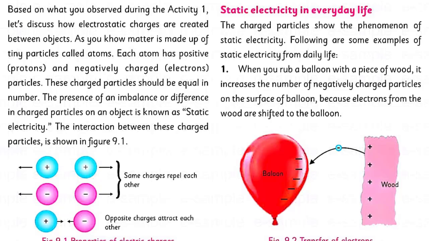Static electricity in everyday life. The charged particles show the phenomenon of static electricity. Following are some examples of static electricity from daily life. 1. When you rub a balloon with a piece of wood, it increases the number of negatively charged particles on the surface of the balloon, because electrons from the wood are shifted to the balloon.